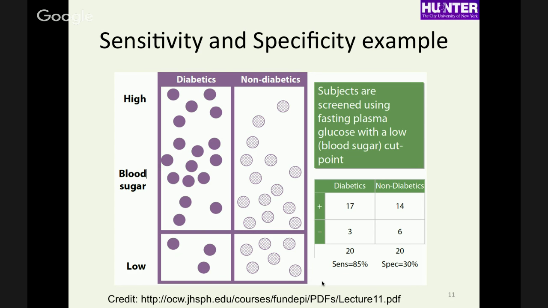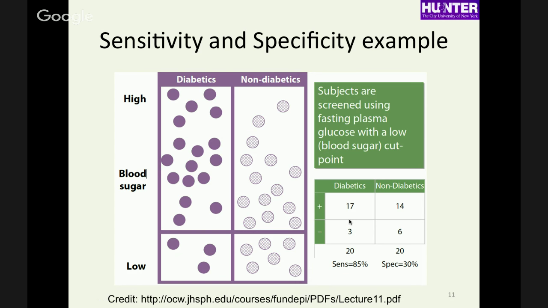So here is an example of setting a low threshold. We're going to say everyone above this threshold, we're going to say they're diabetic. So this would be a high what test by setting the threshold low? Yeah, it's a high sensitivity test. So among the diabetics, we're getting 17 out of 20 of them for a sensitivity of 85%.